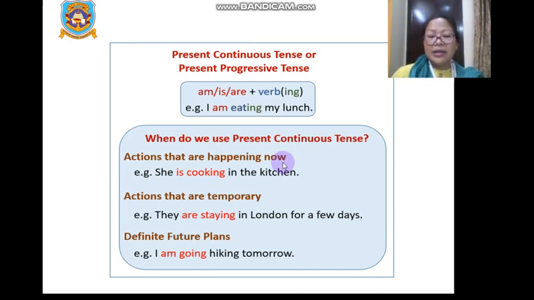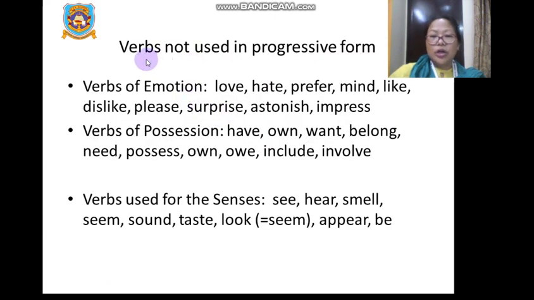Definite future plans. I am going hiking tomorrow. So when you have a definite plan, I am going shopping tomorrow. I am going out for lunch tomorrow. When you are sure that you will not change that plan, you will use present continuous tense in your sentence. Okay? Now, there are certain verbs which we do not use in progressive form.